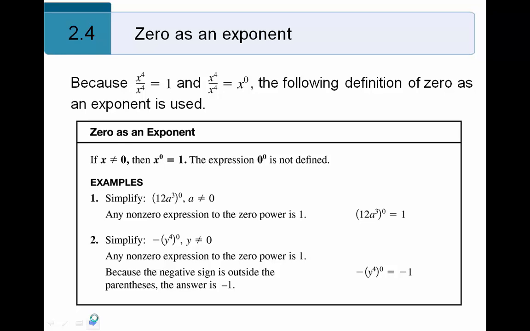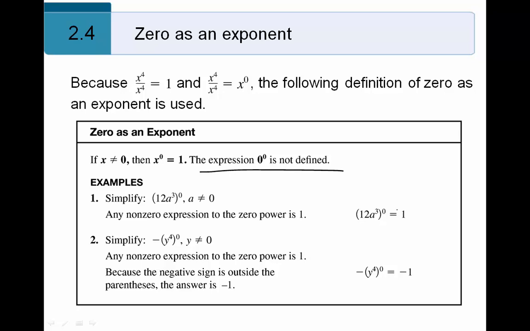So what this is telling us is that if we have an expression raised to the 0 power, it must be equal to 1. Now notice the expression 0 raised to the 0 power is not defined. Look at the two examples on this slide. We have 12a cubed, in parentheses, all being raised to the 0 power. So based on what we've just learned, this must be equal to 1.